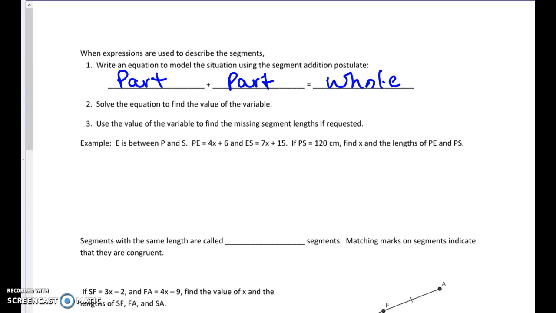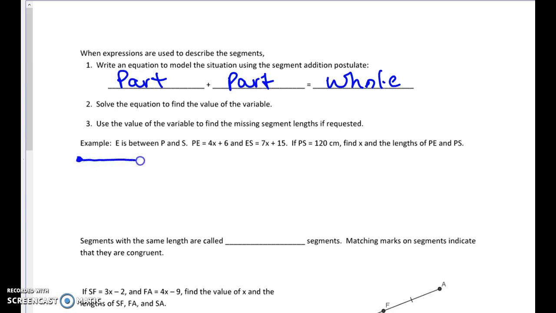So for example, E is between P and S. PE equals 4x plus 6, and ES equals 7x plus 15. If PS equals 120, find x and the lengths of PE and PS. Now the first thing you're always going to do, guys, this is geometry. This is a class all about shapes. You're going to draw a picture.